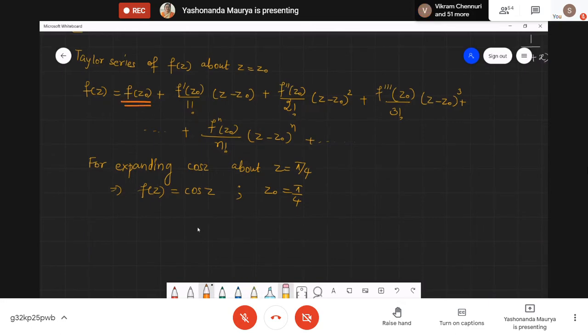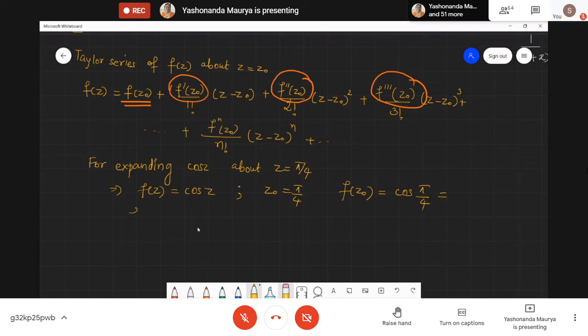What is f of z0? What is f dash of z0? What is f double dash of z0? What is f triple dash of z0? These are the few terms that we will require. Okay, so now let us evaluate them. So what will be f of z0? F of z0 will be equal to cos of pi by 4. So cos pi by 4 is 1 upon square root of 2.